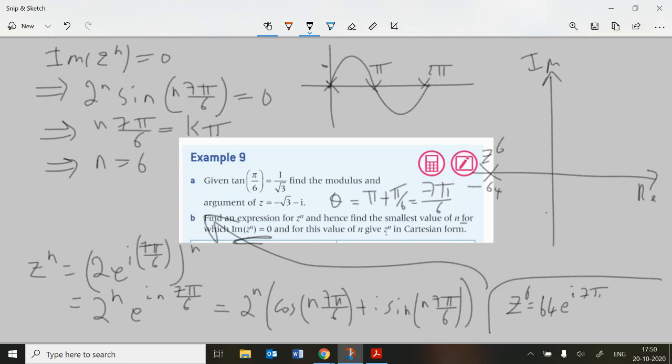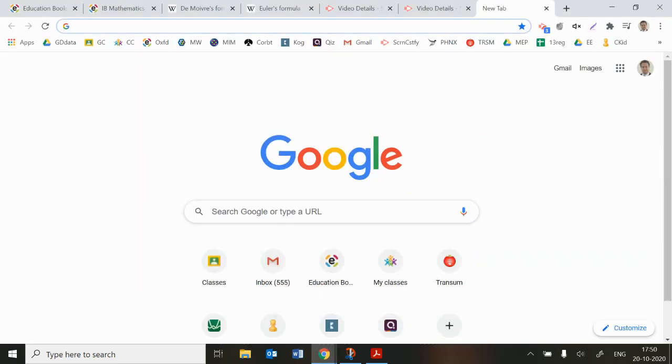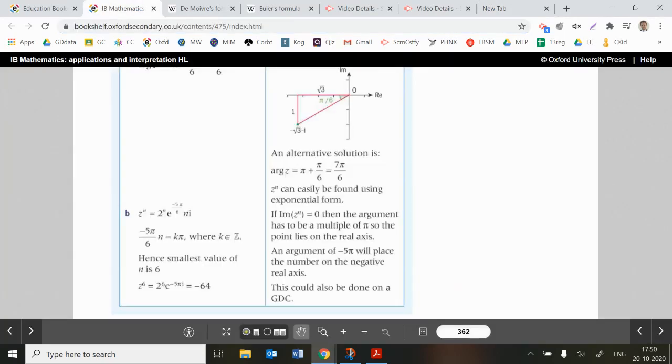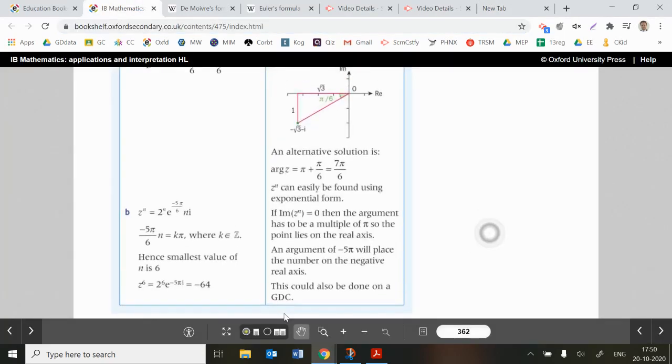And actually, that one's quite easy to draw because we can see that this essentially takes us to 180 degrees, or pi radians, around from the positive real axis here. Okay, so in terms of the Cartesian form, we can just say we've got minus 64 plus no lots of i. In other words, just minus 64. Okay, let's check out what they're doing in the book. So they're getting minus 64 as the answer there.